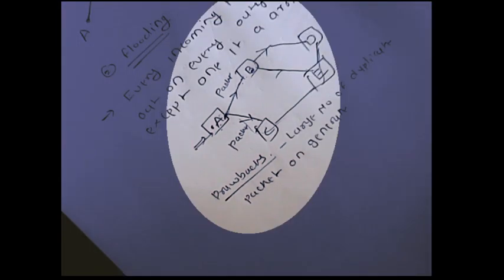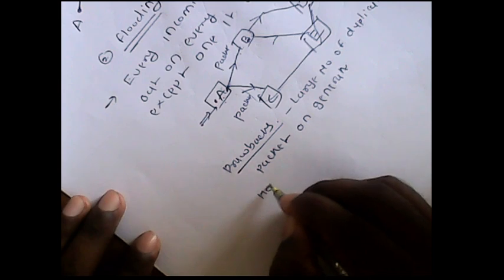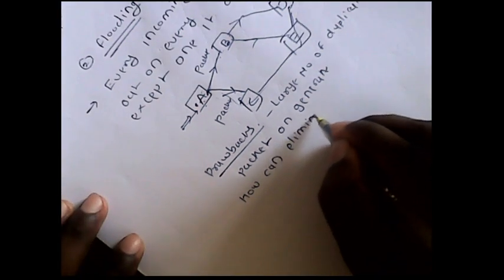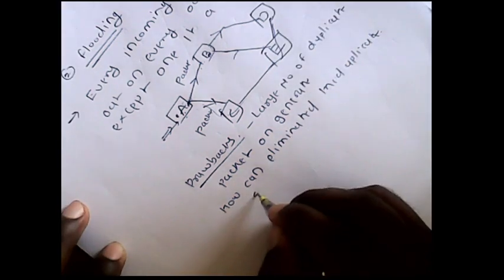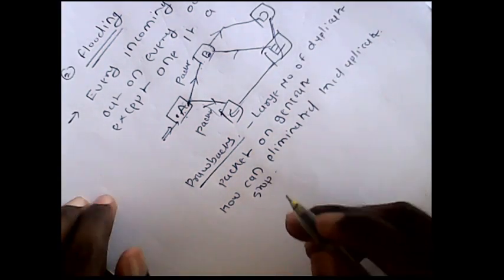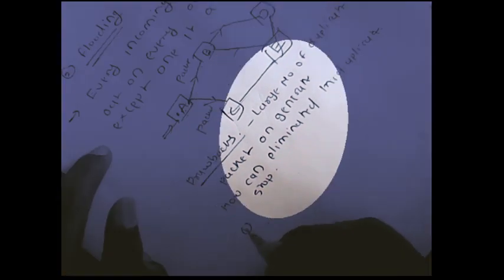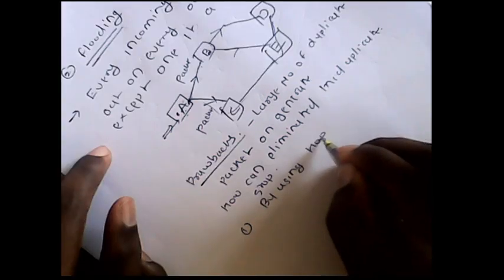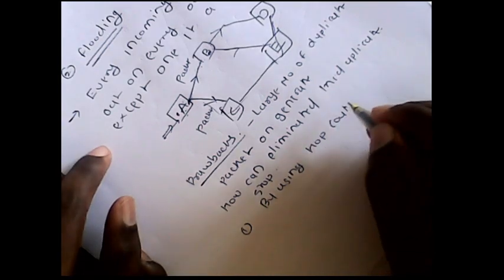So how can we eliminate the duplicate packets or stop the generation of duplicate packets? So the first one is by using a hop counter.